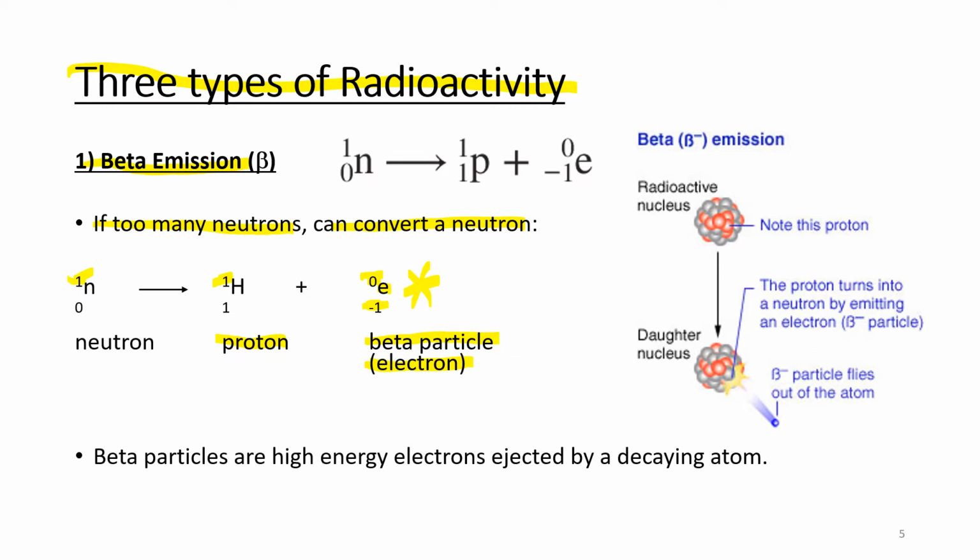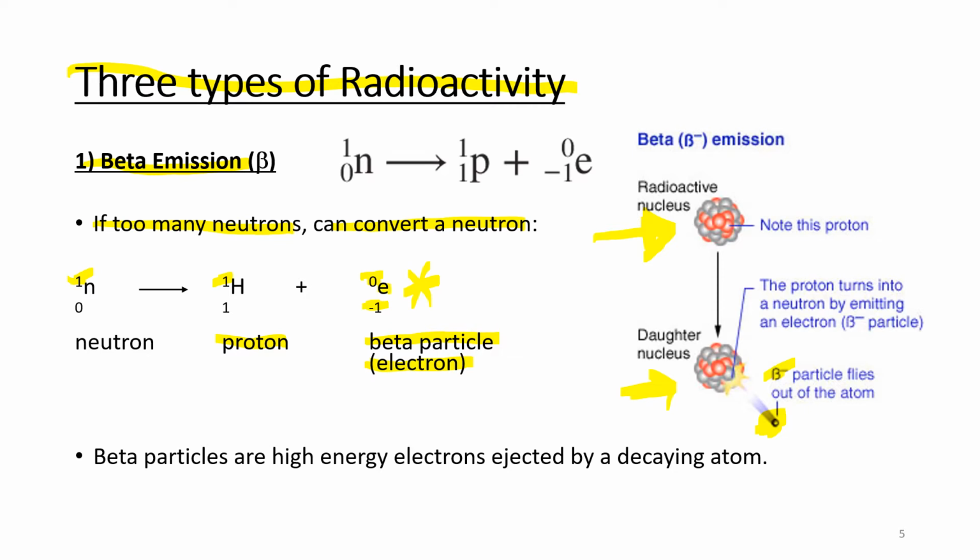So essentially what happens is we have an atom that is a radioactive isotope of whatever element it may be. That radioactive element has too many neutrons, so it's going to convert one of those into a proton, and when it does that, the neutron turns into a proton plus this high energy electron, which is our beta particle, that flies out. And we have now created a new element because it has a different number of protons.